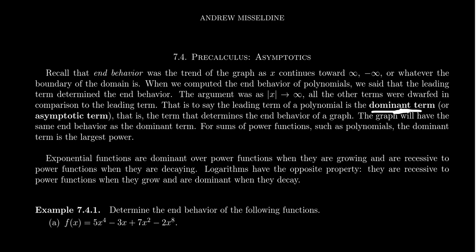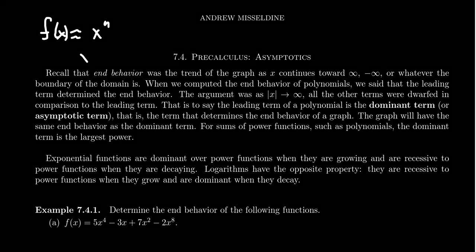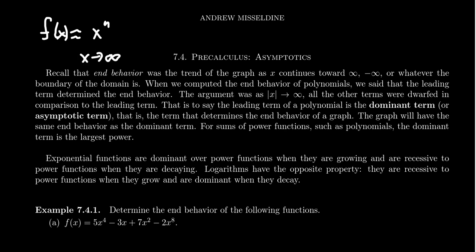This was the dominant term. As x went towards its end behavior, this one term became so dominant over all the others that the other ones were recessive in comparison. Sometimes this is called the asymptotic term, because we'd often say things like your polynomial f of x was approximately equal to, say, x to the n as x went to infinity. So f of x would be asymptotically the same thing as its leading term. So the graph will have the same end behavior as its dominant term.